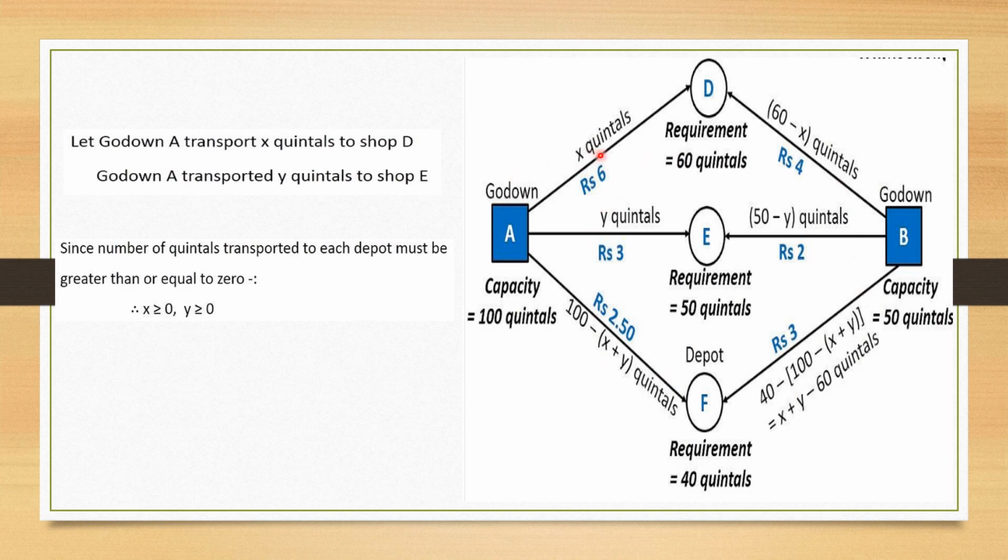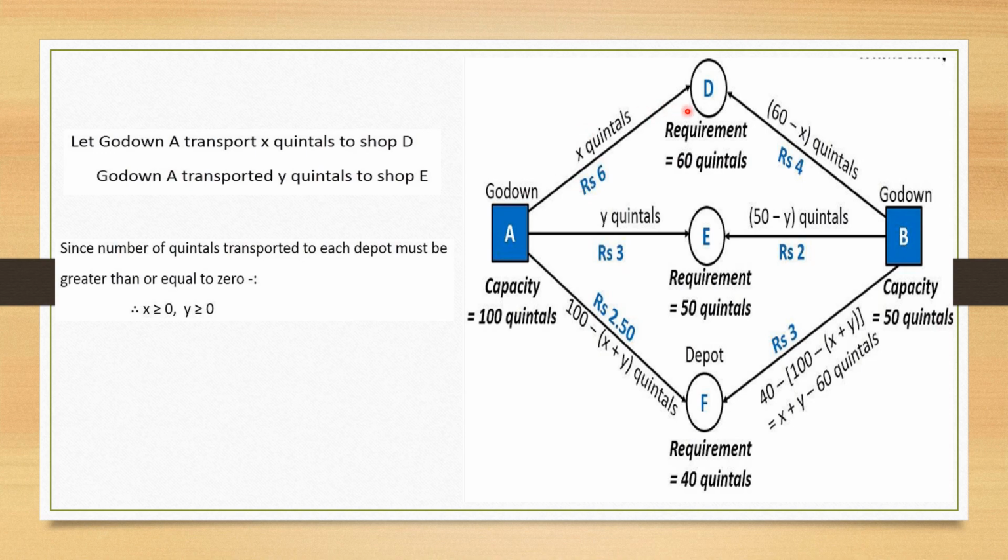X is greater than or equal to 0, Y greater than or equal to 0, 100 minus (X plus Y) greater than or equal to 0, X plus Y minus 60 greater than or equal to 0, 50 minus Y greater than or equal to 0, 60 minus X greater than or equal to 0. Everything is greater than or equal to 0. It is not negative, because business is going on, so nothing is less than 0. And this is the transportation cost which will frame your objective function.